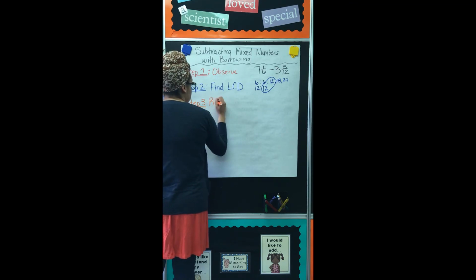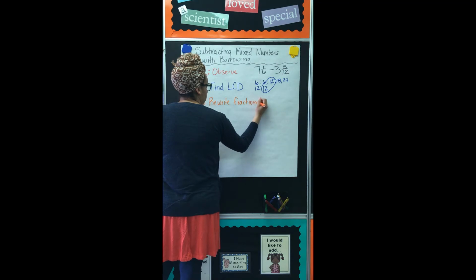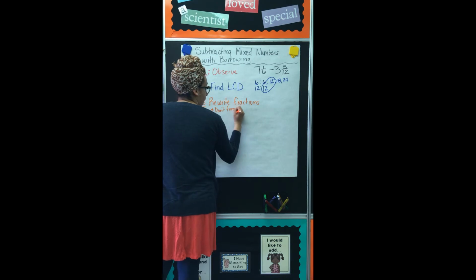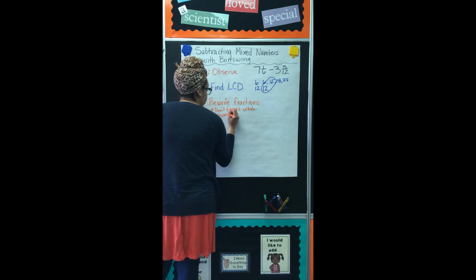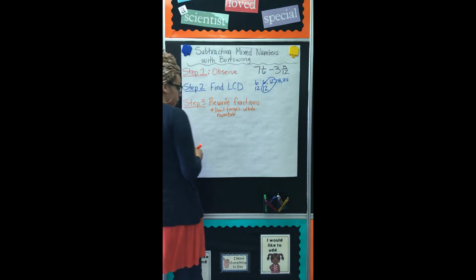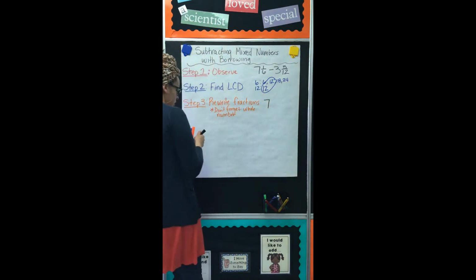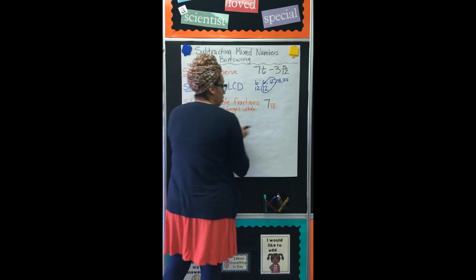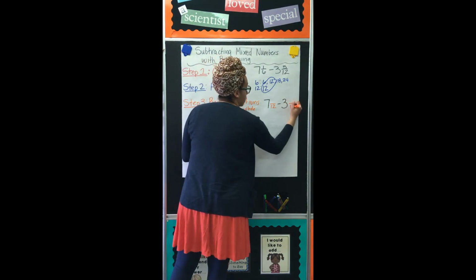So step 3 is we are going to rewrite the fraction. And we're going to make sure we do not make a common mistake and forget the whole number. So we're going to drop down our whole number first. And we know that we're going to change our denominator to 12ths. And it's subtraction. We have 3. We're going to change this denominator to 12 as well.